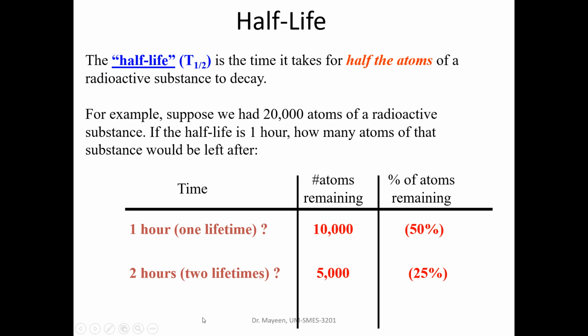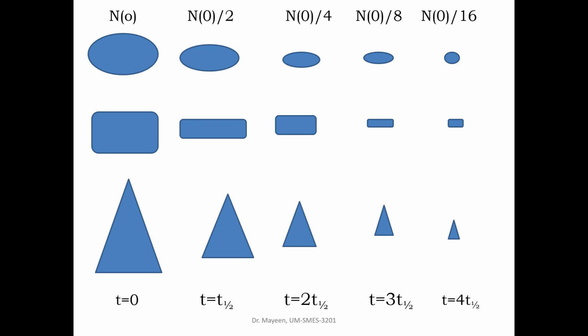And if we proceed further and say the total time is 3 half-lives, the number of atoms after 3 half-lives will be equal to 2,500, and that will be equal to 12.5% of the total number of atoms that we initially considered.